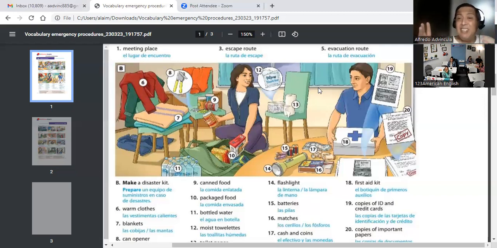Number 18, the first aid kit, right? Because if you get hurt, or someone in your family does, you have all of the things necessary to treat maybe a small injury. Ramondo, what do you normally find inside the first aid kit? Some bandages. Yeah, bandages.